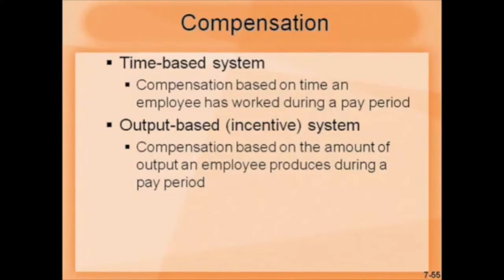Or it could be output based. So compensation is based on the amount of output the employee produces during a pay period. Even if it is 8 hours of work, if one worker manufactured 1000 products, and for the same situation another worker made 1500, so 500 more units, sometimes people want to compensate them or encourage them to do that.